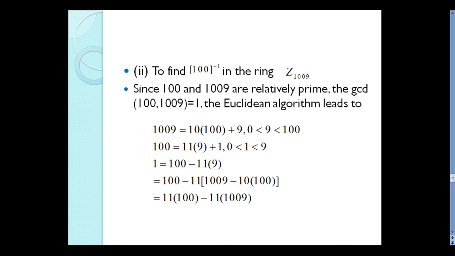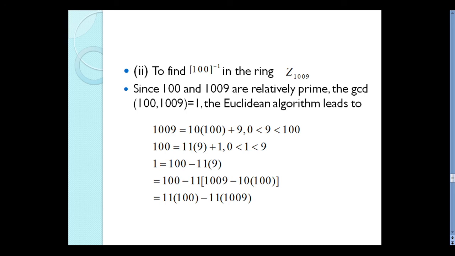Then 100 is equal to, again you simplify, 11 into 9 plus 1, and 1 lies between 0 and 9. Then again you take 1, that 1 can be written as 100 minus 11 into 9, taking it to the opposite side, we get 100 minus 11 into 9. And this 9 can be written as 1009 minus 10 into 100. So here from the first equation, take this term to the opposite side, what do you get? 1009 minus 10 into 100. Then again this 11 you multiply inside. So what do you get?